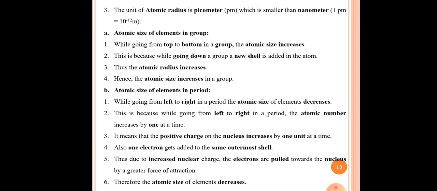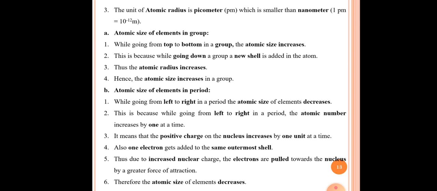This relation shows the size of the atom. Here the atomic radius is measured in picometer, and this picometer unit is very small as compared to nanometer. So our next point is atomic size of elements in a group. Here we are going to see the periodic trends of the atomic size of elements in a group.